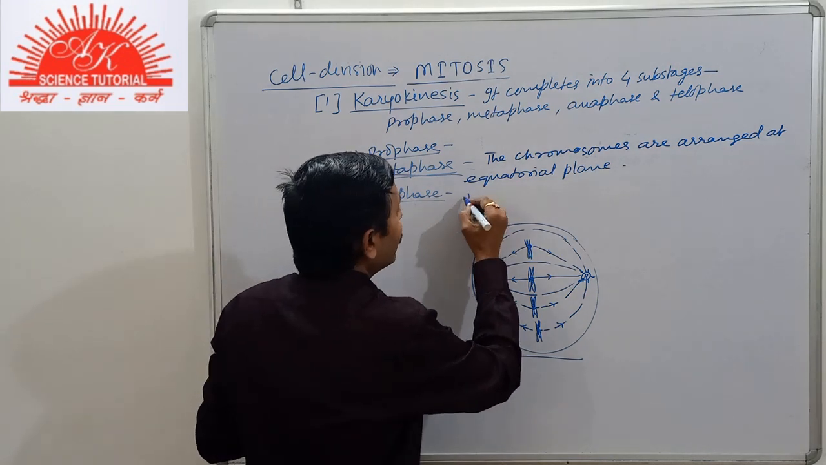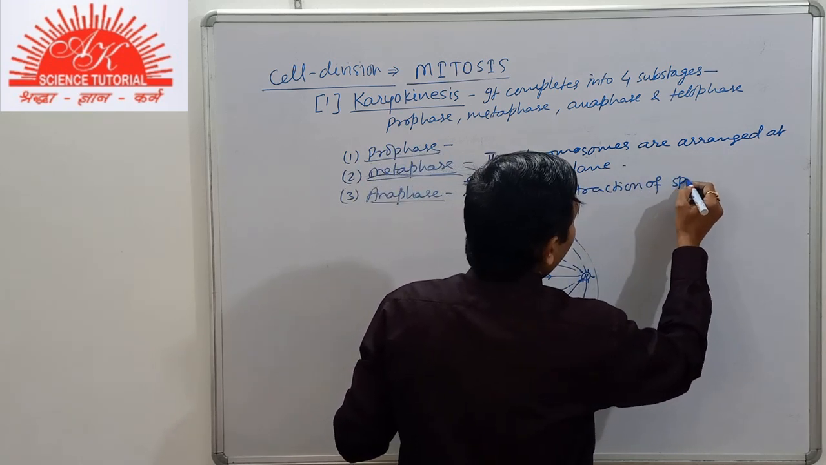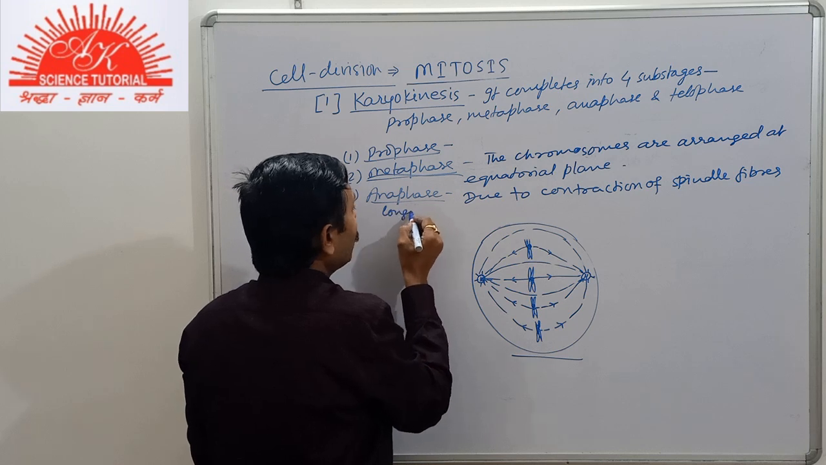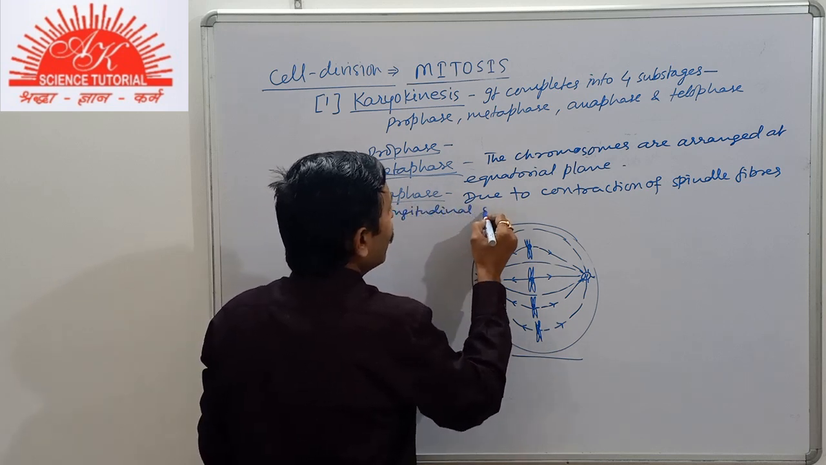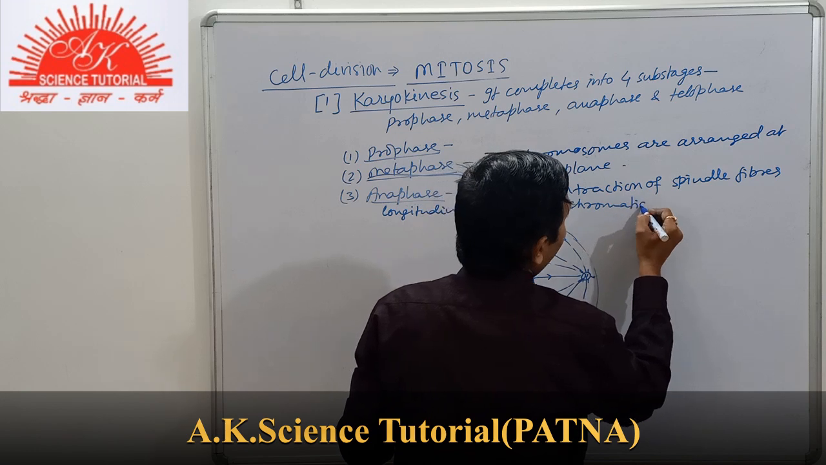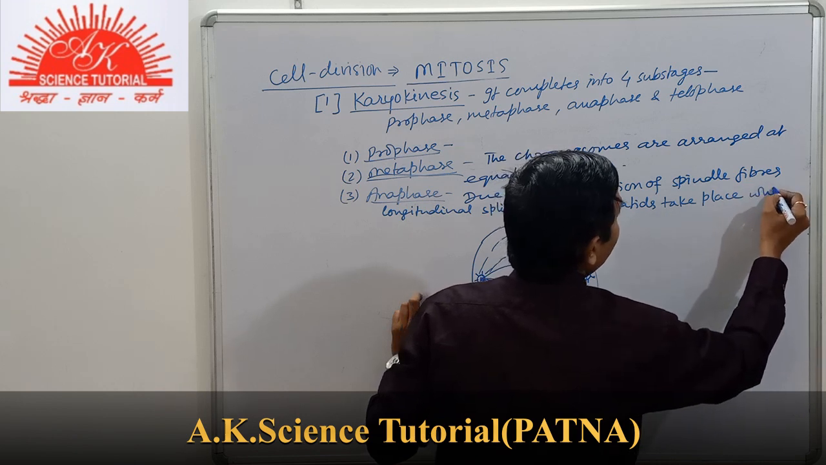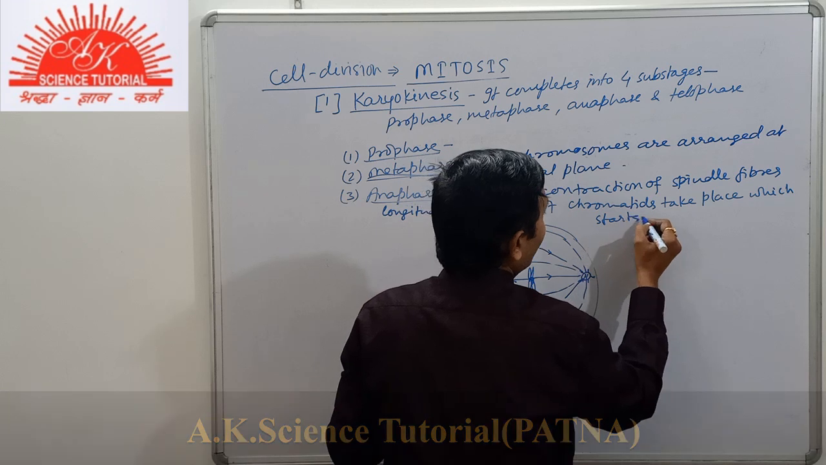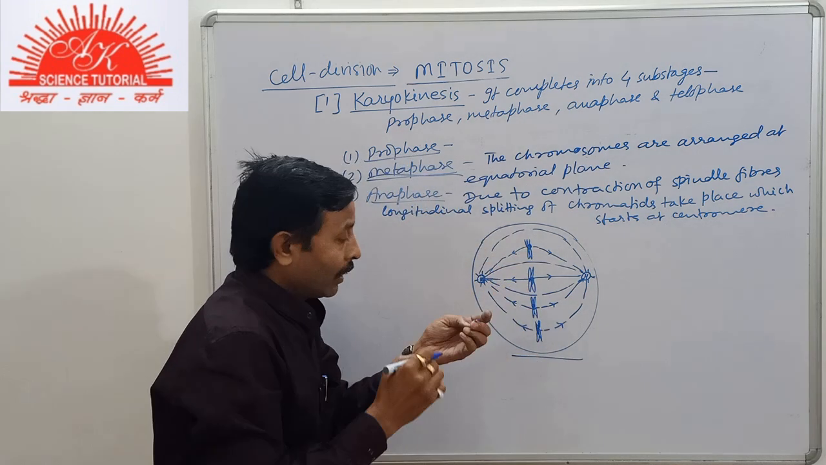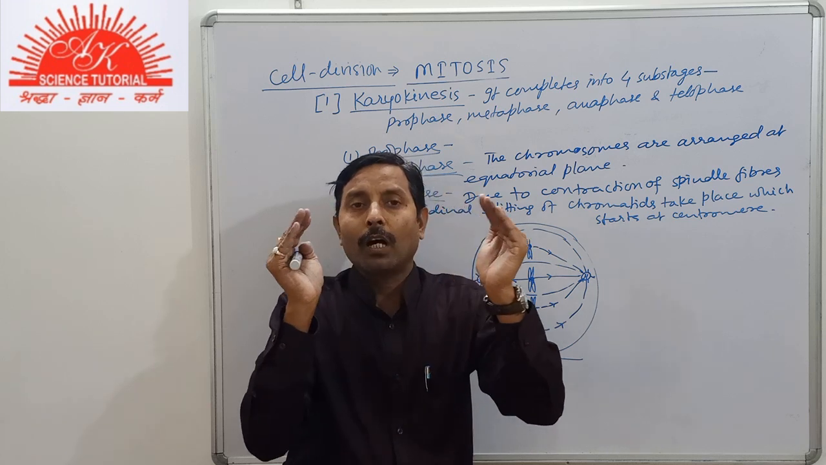In anaphase, due to contraction of spindle fibers, longitudinal splitting of chromatids takes place, which starts at the centromere. Now this is the first change: the chromatids split at the centromere and start to move away from each other.